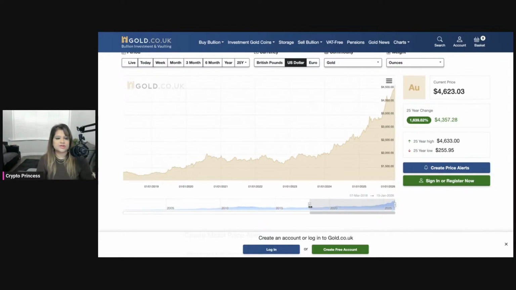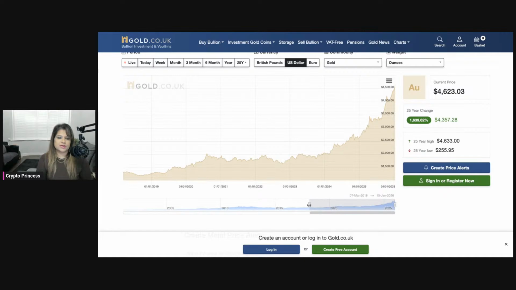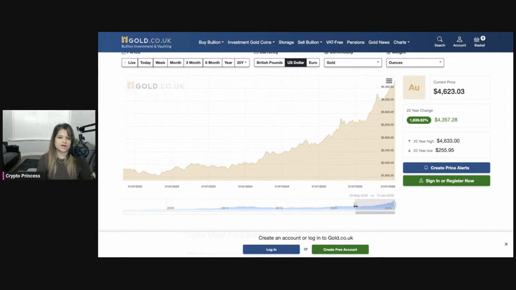Coming into now, 2024-ish, we've had another upwards trend with Bitcoin and with gold. It's made a huge amount of progress, if that makes sense. We've had all-time highs after all-time highs, breaking all-time highs all the time. This has happened for multiple reasons.